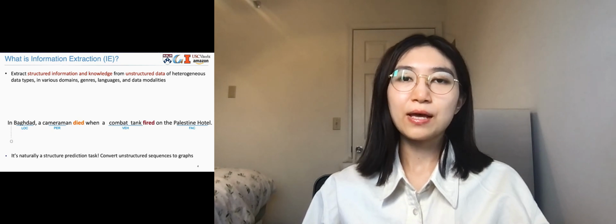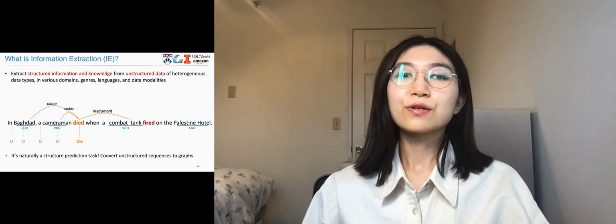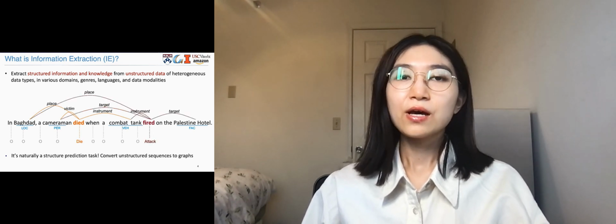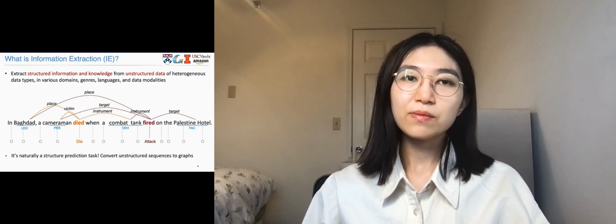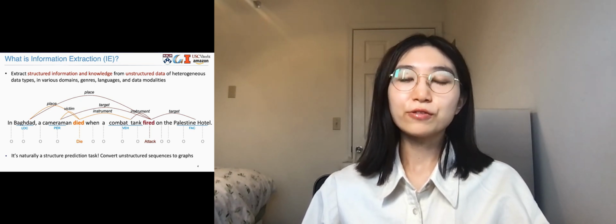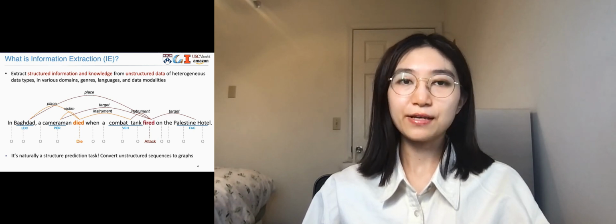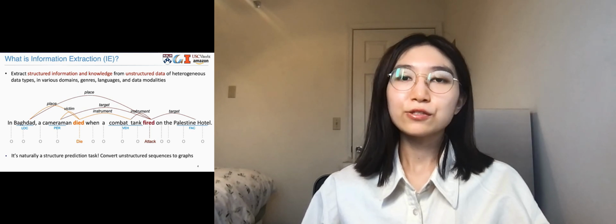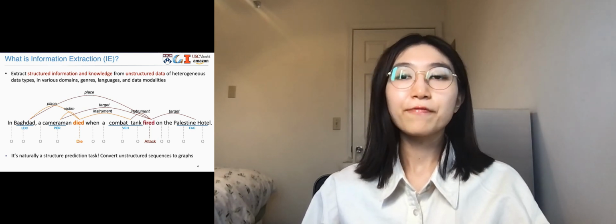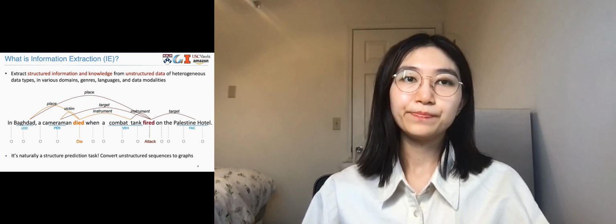Information extraction aims to extract the structured knowledge from the unstructured data, so it's a structured prediction task. Here in event extraction, the structures contain 2 parts. The first part is the event trigger and also the event type. The second part is the event arguments, so it builds an edge between the trigger and entities. The knowledge can be in any data type, and also the unstructured source data can be in different domains and different languages and also different data modalities.